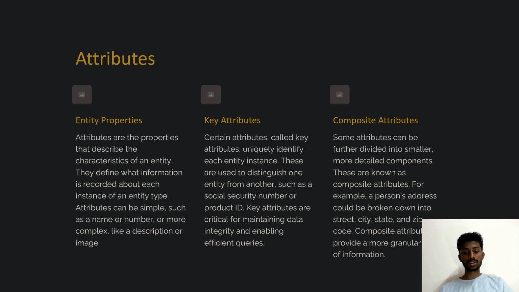Key attributes. Certain attributes like key attributes uniquely identify each entity instance. These are used to distinguish one entity from another, such as a social security number or a product ID. Key attributes are critical for maintaining the data integrity and enabling efficient query. Composite attributes. Some attributes can be further divided into smaller, more detailed components, and they are called composite attributes. For example, a person's address could be broken down into street, city, state, and zip code. Composite attributes provide a more granular level of information.